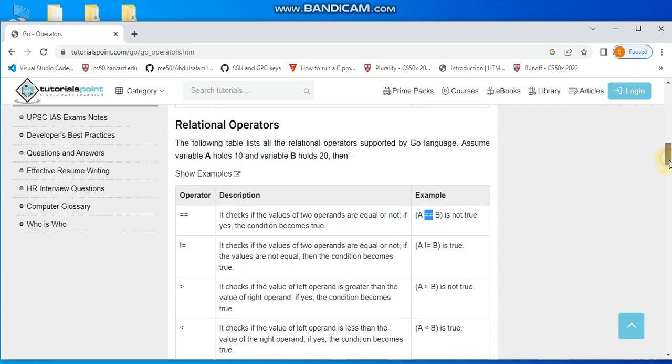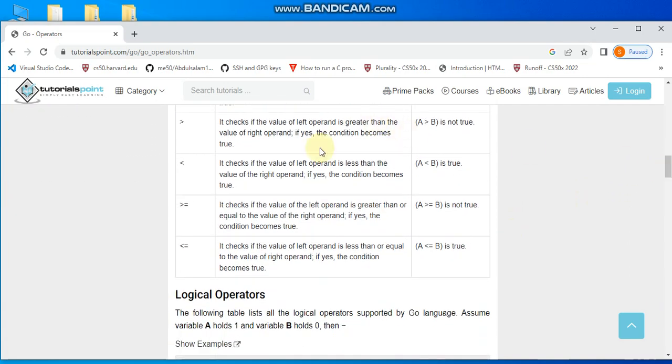Then the next one is greater than. It checks if the value of the left operand, which is A, is greater than the value of the right operand, which is B. If yes, the condition becomes true. So if A is greater than B, that is if 10 is greater than 20, which is not true, we return false here.